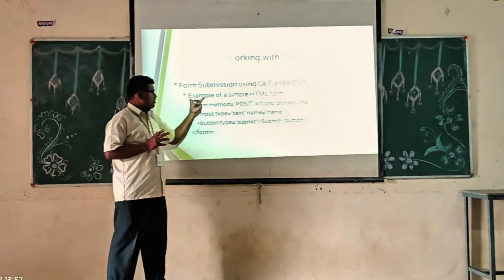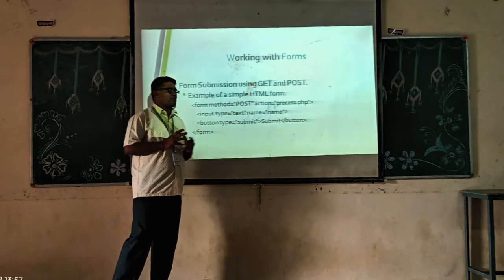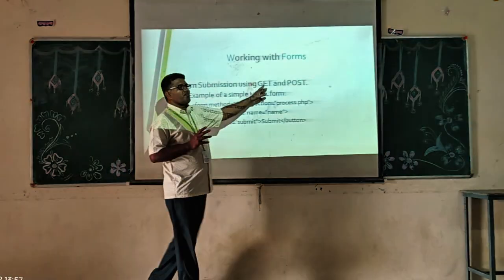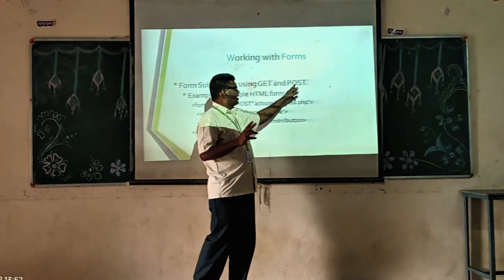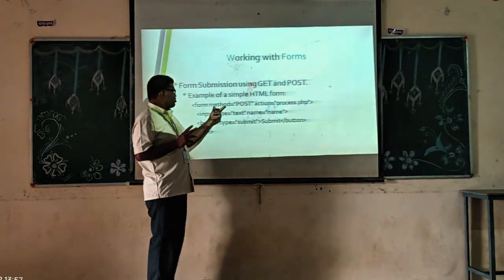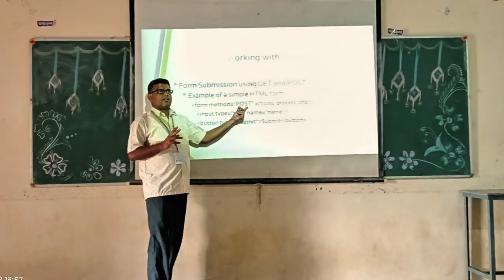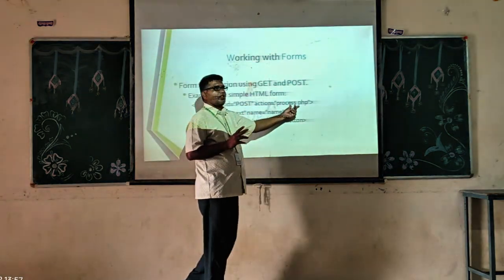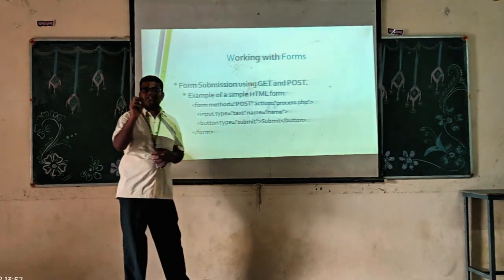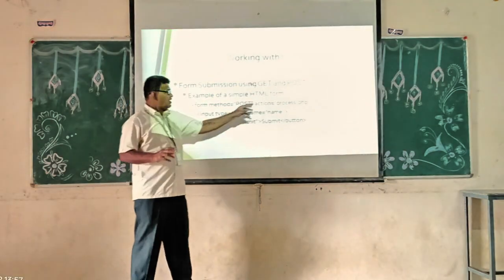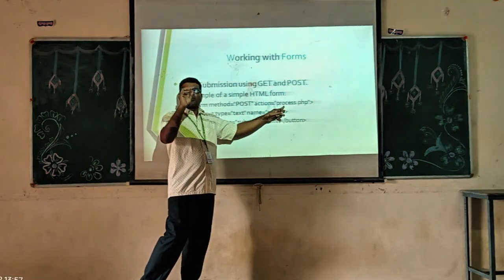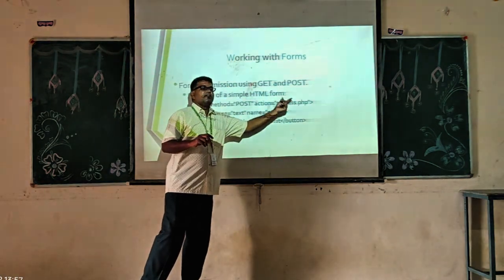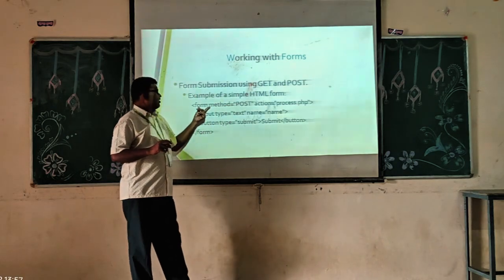For example, using an HTML form. For the form method you can use two types of method, get and post. So method equal to post. And then what is the action? Action equal to process.php. The process.php is a file name, one of the files you have already written, some program. That program name is process.php. That program receives the form method.